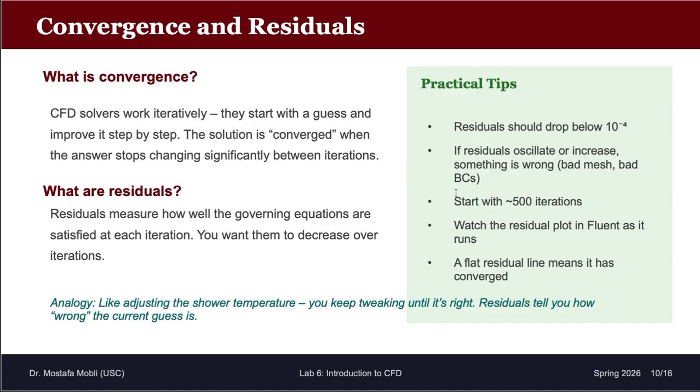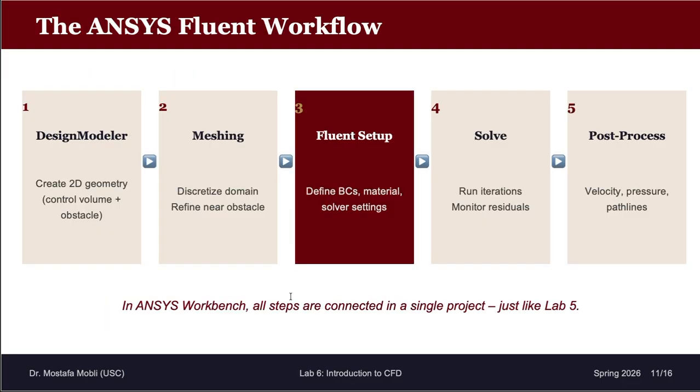And then we might get instabilities or oscillations in residual. That is not a good scenario. We will never reach convergence if that happens, so we need to go back and change our mesh or initial conditions or inlets or whatever. And we want to start with 500 iterations. Again, this is going to be discussed in more detail later on. And we want to watch the residual plot in Fluent. Again, all of these we are going to learn more about later on. And whenever your residual line becomes flat, it means that you have converged to a solution.